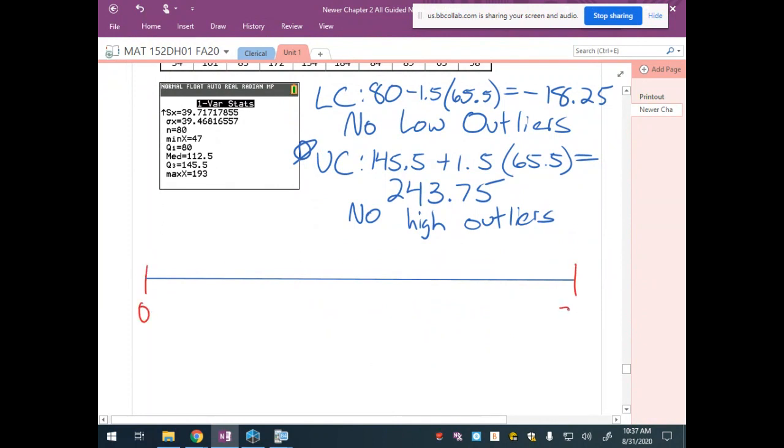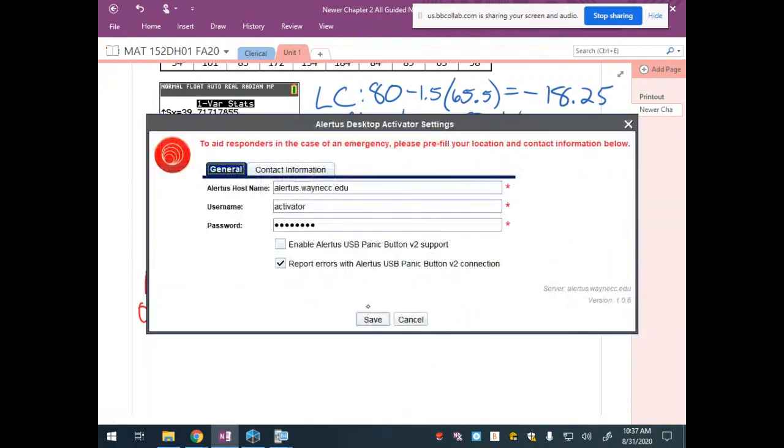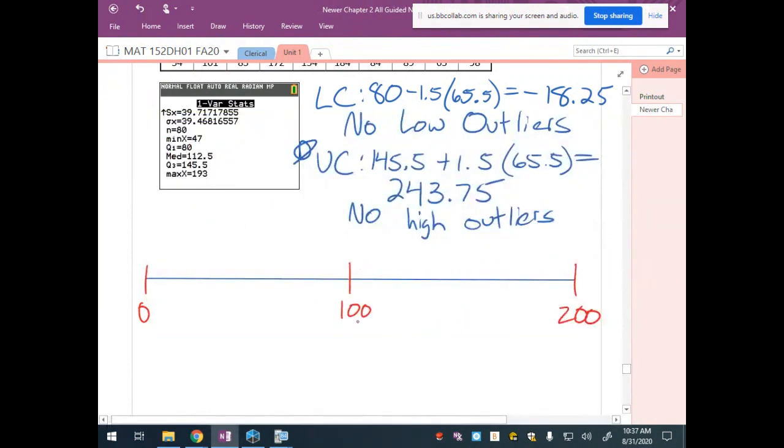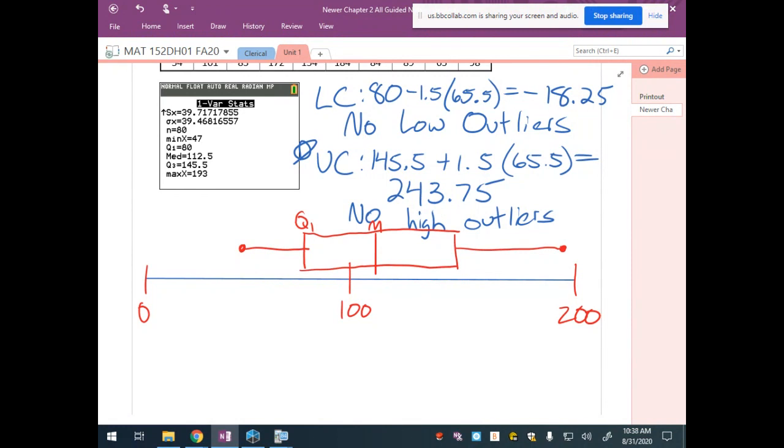If we go from 0 to 200, so 100 is in the middle. The minimum was 47. The first quartile was 80. Median was 112.5. The third quartile, 145.5. So there's your box. There's your whisker. And there's your other whisker. So that's where it all ends. Pretty good, huh?